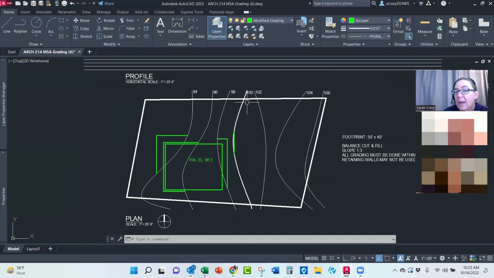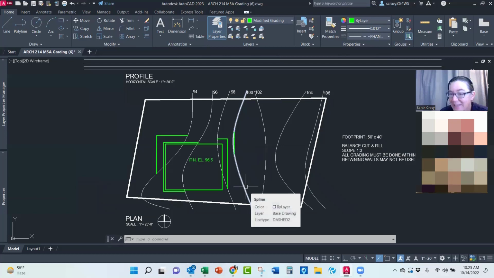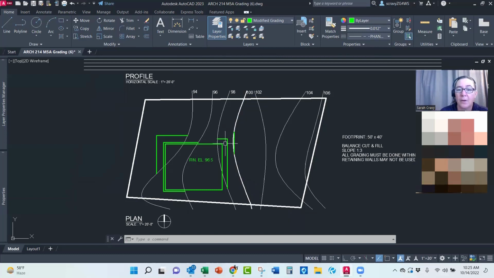Once we had this 98 contour line, we were a little worried because it got kind of close to that 100 contour line. So we had to double check. We know that they need to be 6 feet apart in order to get that 1 in 3 slope. And so we found that actually we need to modify the 100 a little bit. All right. Now take a look.